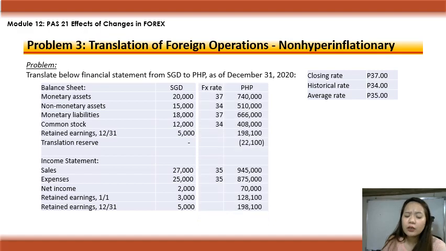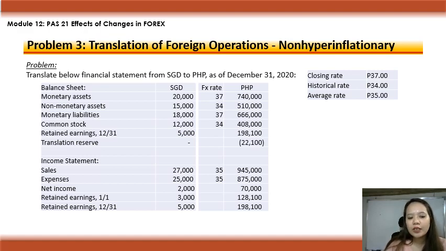Tingnan natin. Paano siya translate? So, for monetary assets and liabilities, we use 37 as the closing rate. For the non-monetary assets and common stock, we use 34 for the historical rate. Retained earnings, 12/31, is computed as, tingnan mo sa baba, nag-compute siya. Yung 198,100, computed yun sa baba. Tingnan natin ha, yung sales mo, tin-translate niya, as well as your expenses, tin-translate niya using 35 as the average rate. Your net income is, kung magkano yung sales minus expenses na translated na.